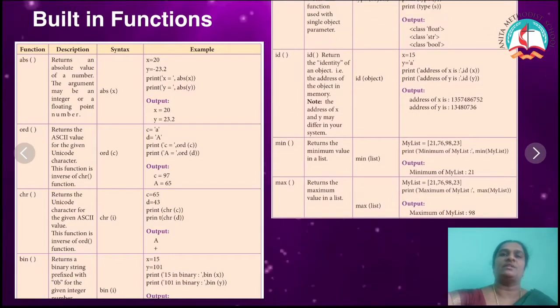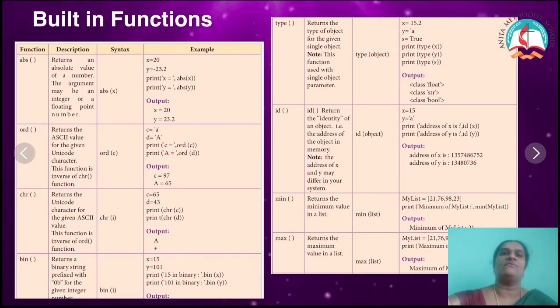And next we are going to get into the next type of function. What is next type of function? The next type of function is type. What is called as type? It returns the type of object for the given single object. Okay. Note this function is used for single object. That is the use of type function.